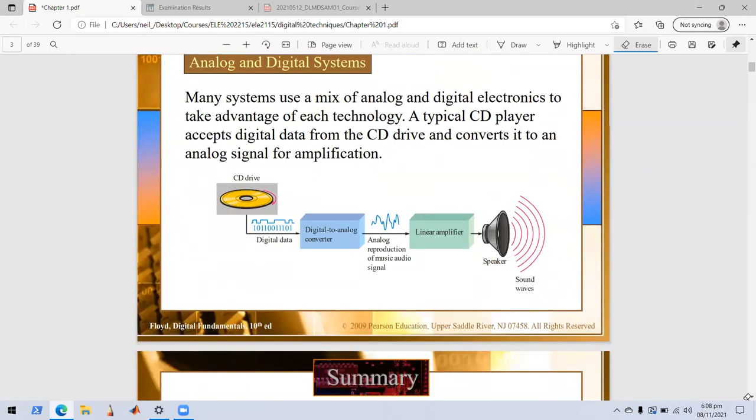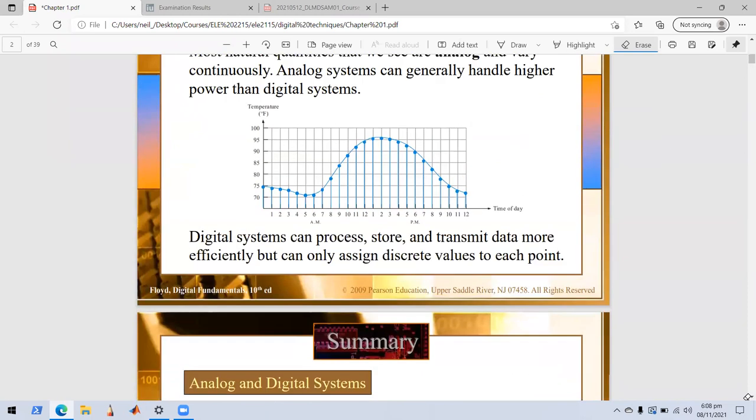Now, when we think about how we would store an analog quantity, it might be pretty hard, right? Because all the bits of information that we leave out with a digital signal, we'd have to store if we wanted to store this analog signal perfectly. So that would take up way too much space and use up way too many resources. So that's one of the advantages of a digital system.